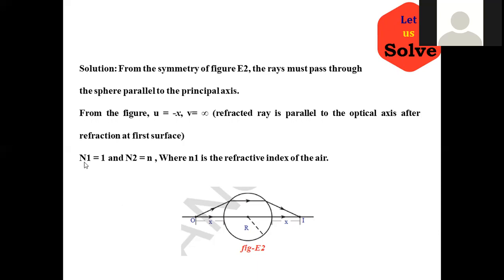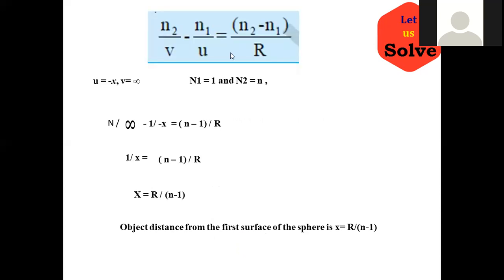Now, n1 is the refractive index of the incident light when it is present in the air, which is the rarer medium. And n2 is the refractive index of the refracted light when it is present in the second medium. Let us consider it as water, right? So the n1 value is taken as 1 and the n2 value is taken as n. If all these values u, v, n1, n2 are known to us, it is possible to substitute into the equation we derived in the previous series.